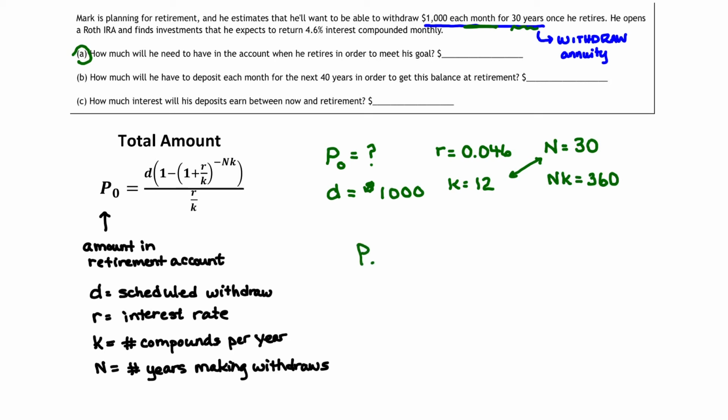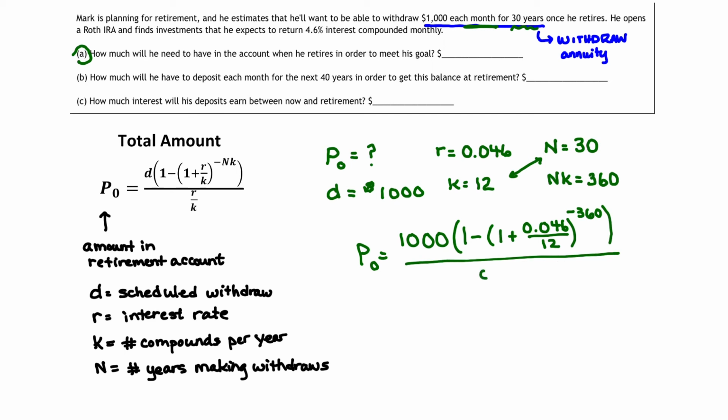This tells us that P sub 0 equals D, or 1,000, times the quantity of 1 minus quantity 1 plus R, which is 0.046, over K, which is 12, raised to the minus NK, or minus 360. All of that gets divided by R over K, or 0.046 divided by 12. Now this is quite a big, large expression, and you know my favorite friend is Desmos. So I'm going to take this expression and type it just like this into our Desmos calculator, and that's going to give us the value that we want in our account in order to make these withdrawals. So let's head over to Desmos and let's type this in.